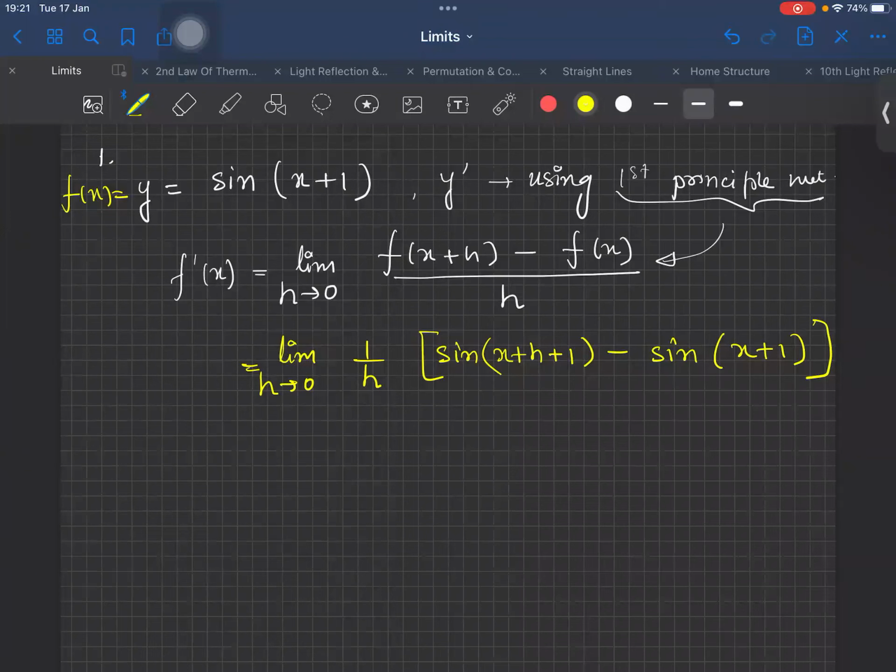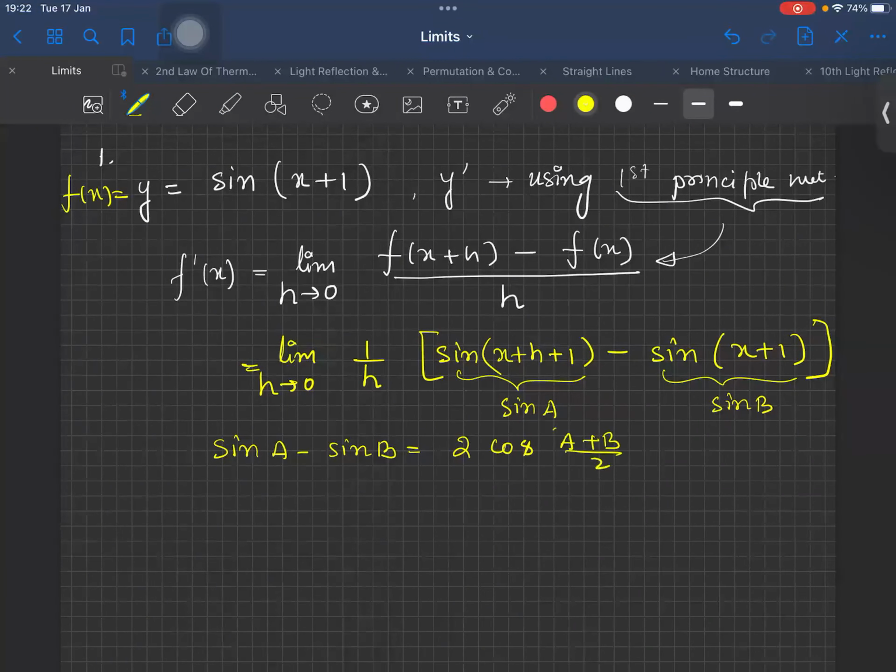First we have written the limits. Okay, now what can we write? See, this is sine a, and this is sine b. So what is sine a minus sine b? Anyone? So this is 2 cos of a plus b by 2, sine of a minus b by 2. Correct? Okay.